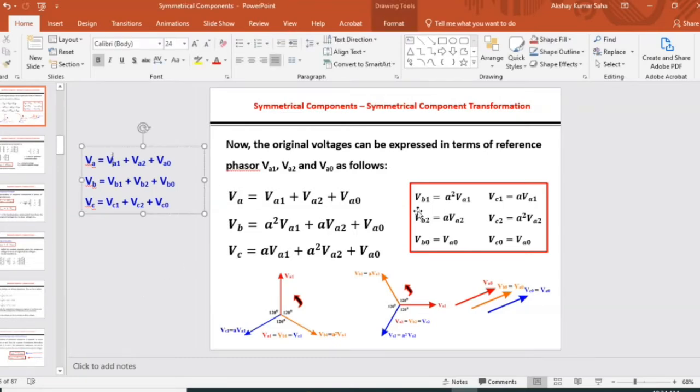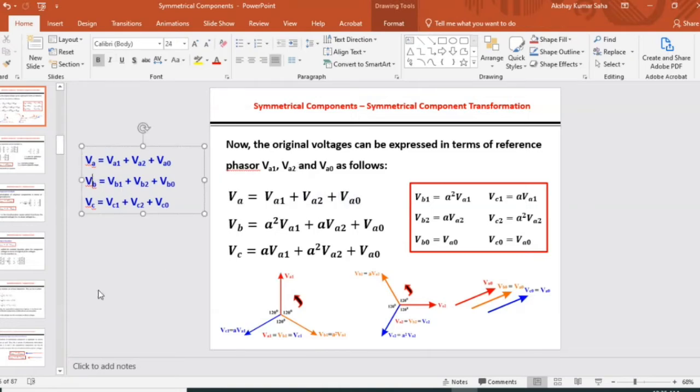From these equations, if you remember, we said we will always use the reference phasor when we express the voltages of each phase in the system. So the first voltage is VA. What was our equation? VA1, VA2, and VA0. Our reference is always phase A, so in this case it remains as it is: VA equals VA1 plus VA2 plus VA0. So they remain like that.